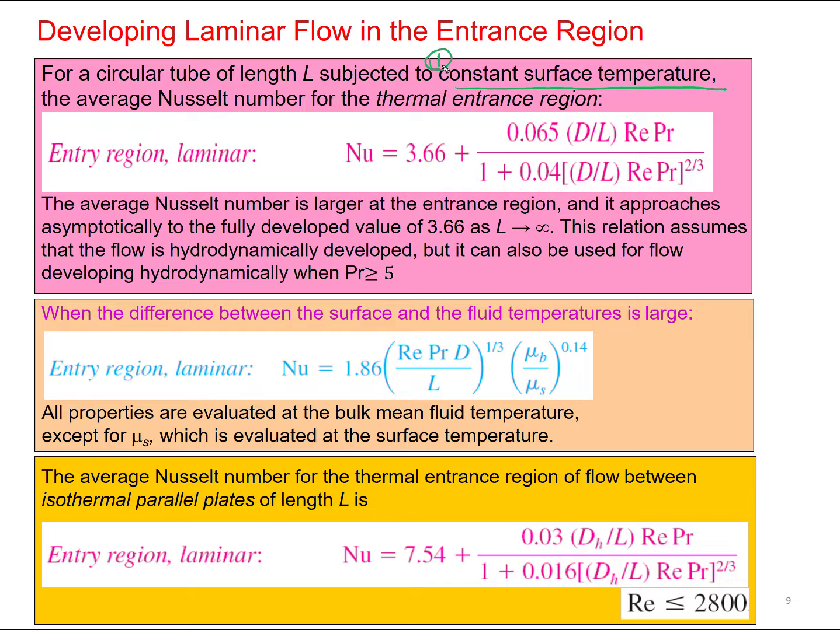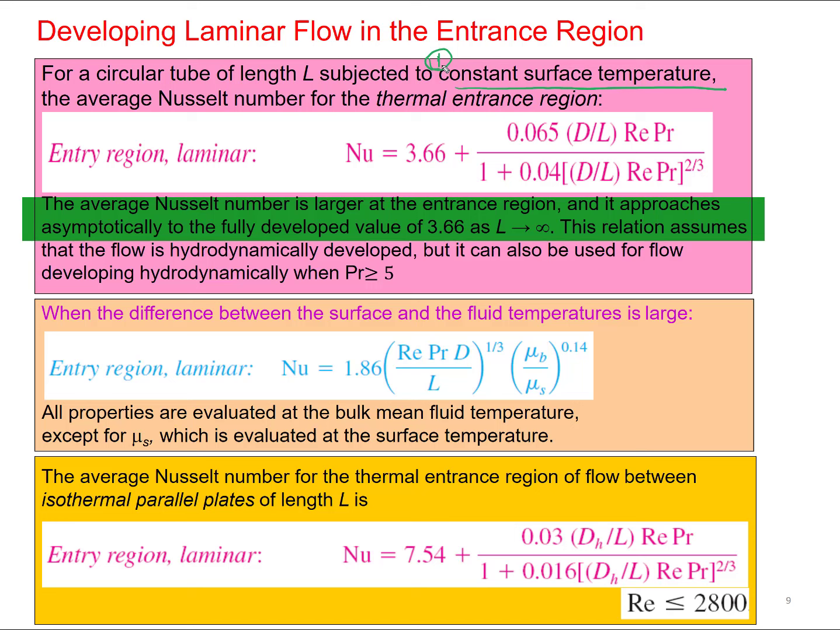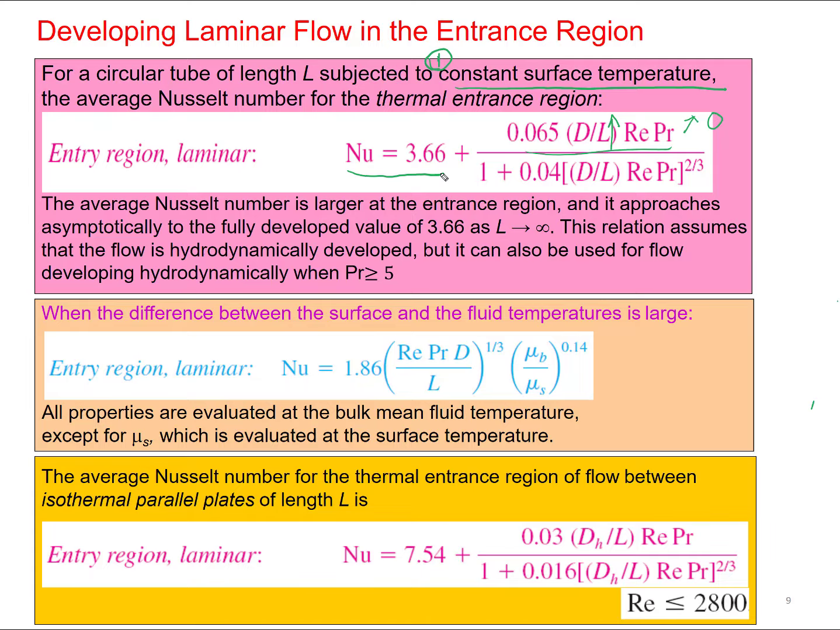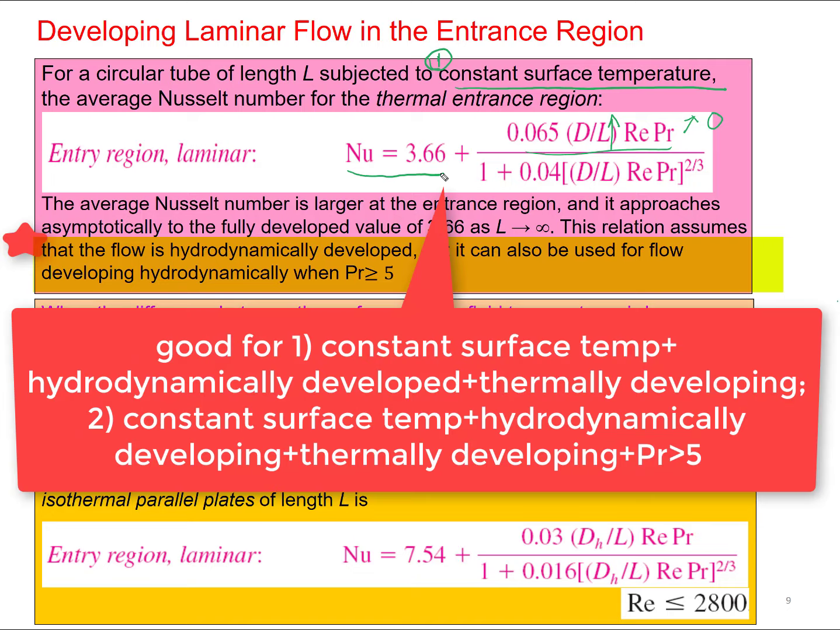Remember, from one of the previous slides, we know for fully developed laminar flow with constant surface temperature, the Nusselt number is a constant number, 3.66. Now let's look at this correlation. As L reaches infinity, this is 0. So the Nusselt number is just 3.66, which is consistent with our results from fully developed laminar flow. Please pay attention here. This correlation assumes the flow is hydrodynamically developed.